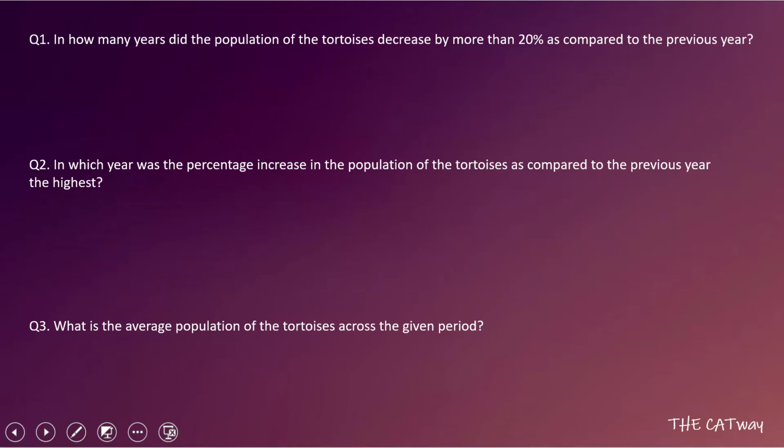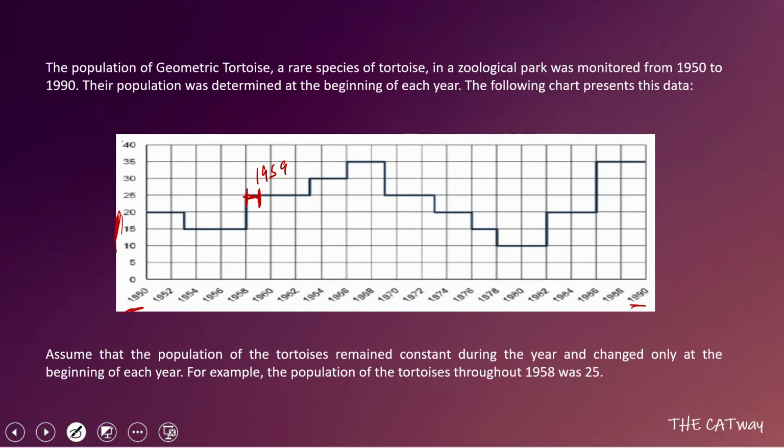So the question says that in how many years did the population of tortoise decrease by more than 20% as compared to previous year? So we are going to talk about decrease. While talking about decrease, we only have to calculate the places where the value decreased. So the first decrease came over here. Now we know that there is a decrease of 5 over 20, so that means it is a decrease of 1 by 4, that is 25% decrease. That is more than 20%. So we have our first observation here.